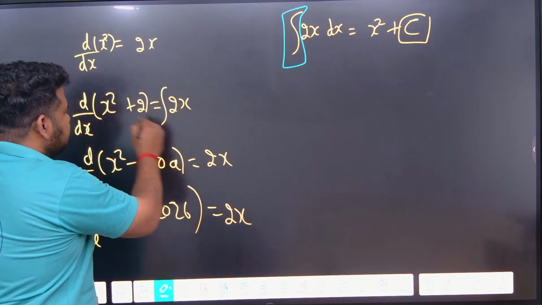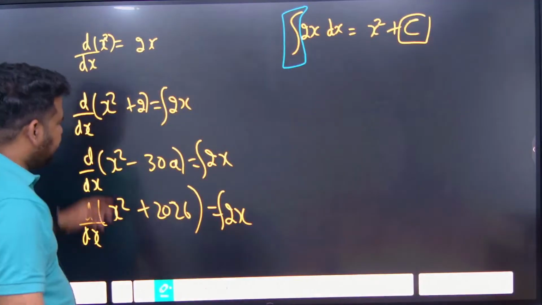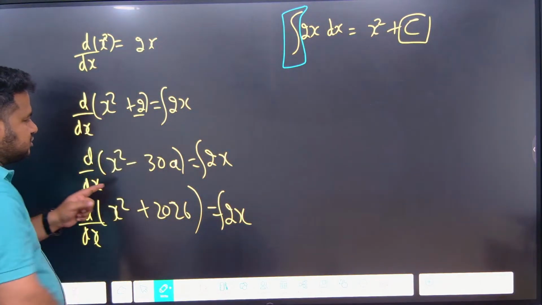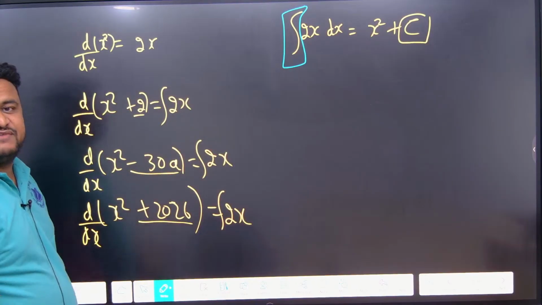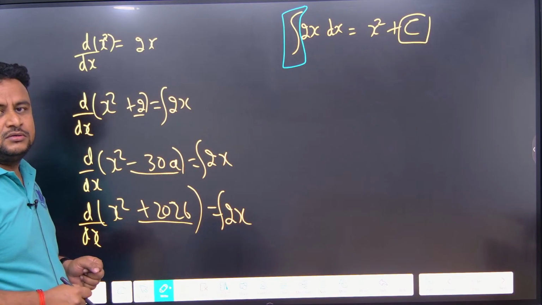If I integrate this, I'll get x square. But here only x square is not there. 2 is also there, minus 30 is there, plus 2026 is there. So it can be any value, and that value I cannot find out. So for that, what will I do?